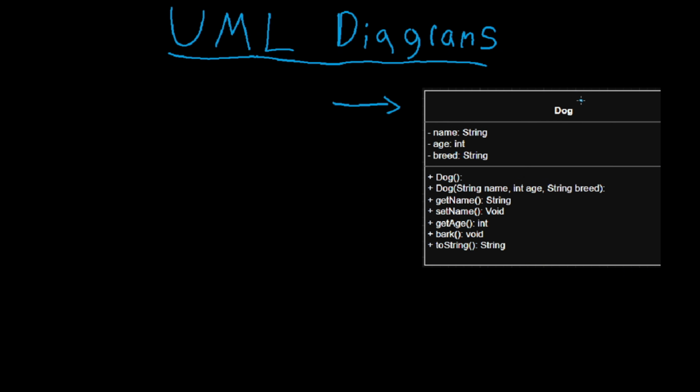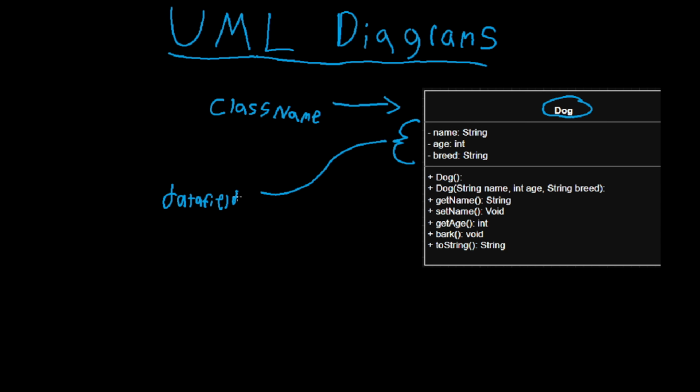The first thing at the very top, this Dog right here, is going to be your class name. So this UML is telling us we're going to create a class called Dog. When we define our Java class, we know to name it Dog. The next portion of this UML, from here to here, these are your data fields, or the attributes of your dog, or the characteristics of your dog, however you like to think about it. These are going to be your data fields.